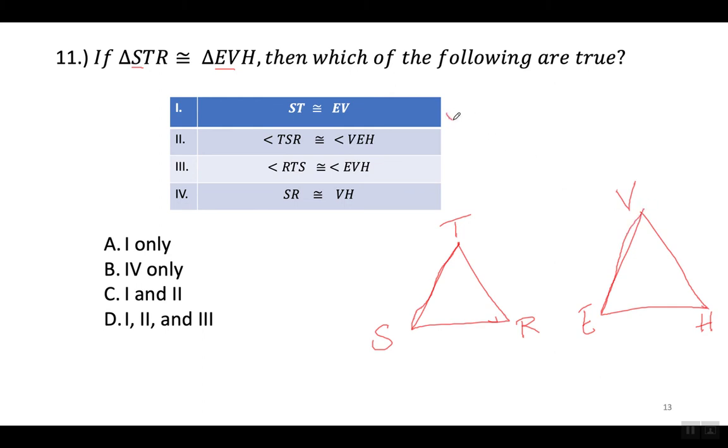Esa está correcta. El segmento ST es congruente al segmento EV porque los dos son las primeras 2 letras de los triángulos. Son los lados que corresponden. Un lado corresponde al otro.